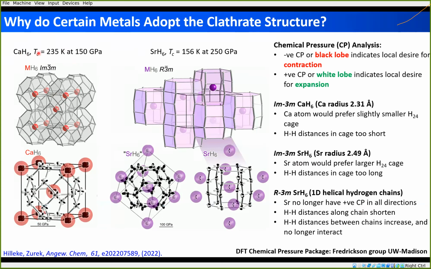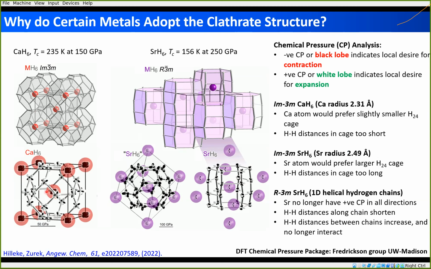And the calcium H6 is stable in this type of clathrate cage. The strontium H6 is not. It prefers to distort by making some of these contacts a little bit longer and some of them a little bit shorter, and in so doing, making one-dimensional helical hydrogen chains as opposed to this three-dimensional hydrogen clathrate lattice. And you can already guess that the size of the calcium versus strontium is important in these chemical pressure maps, and that's what we find.